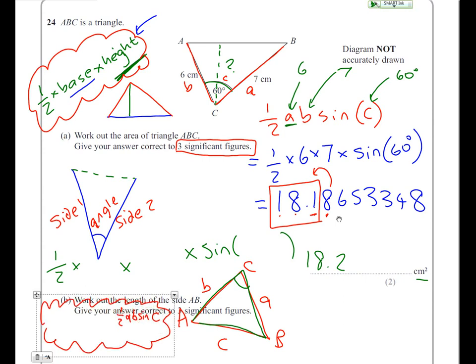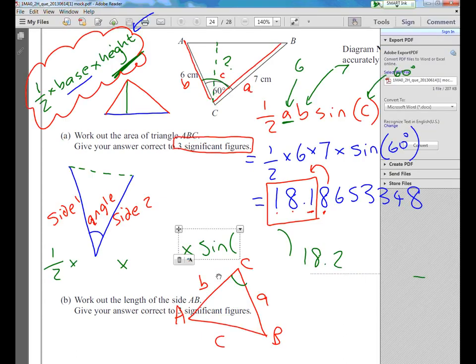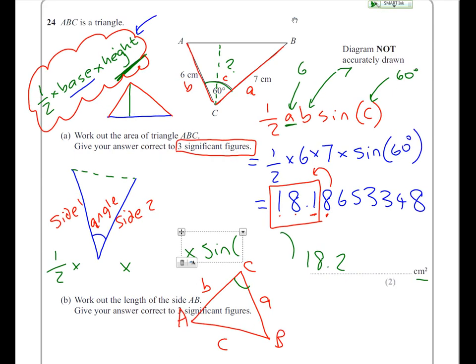Both ways work fine. So, moving on to part B, work out the length of the side AB, and we're going to need the formula page again. It took a while to scroll up before, so I'm not going to scroll up again. I'm going to try and remember this one.